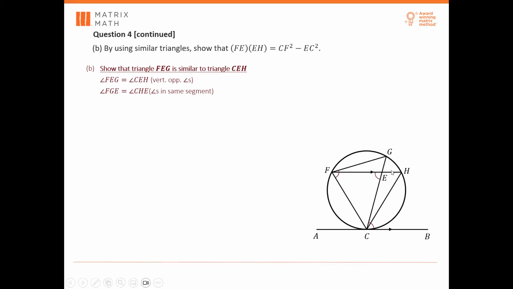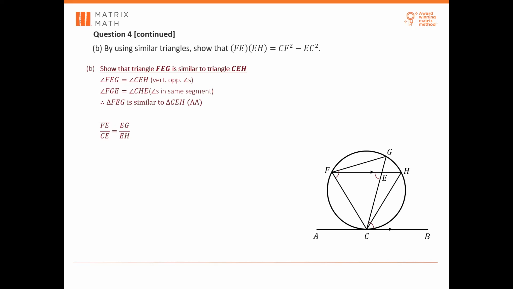and CHE. They are the same angles because angles in the same segment. If you realize, right, this angle and this angle are created using the same base, CF. That's why it's called angles in the same segment. Meaning you branch out two triangles based on CF, right? And if you connect it to the circumference, this angle and this angle will be equal. So if you prove two angles are equal, you don't have to prove the third one. So you can immediately draw the conclusion that these two triangles are similar.